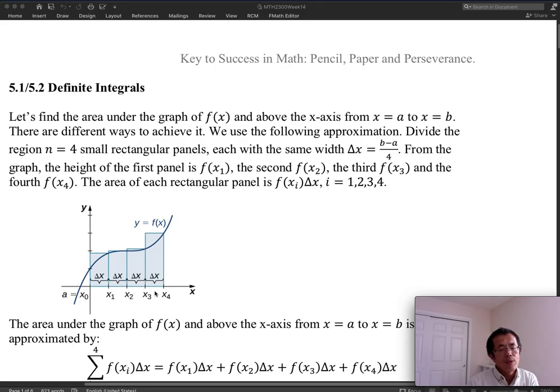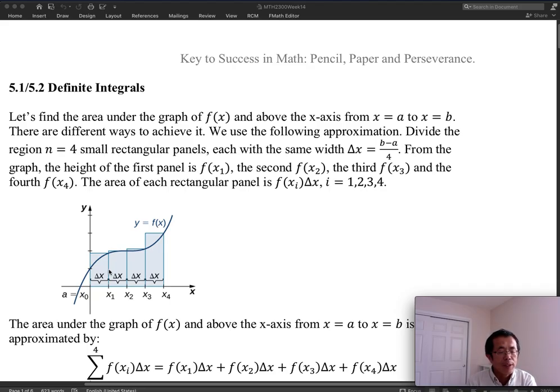And also to simplify discussion, let's say for each small part, we have the length of the panel controlled to be the same, which is denoted by delta x. And in this case, because we are considering the area running from x equals A to x equals B, the delta x is just B minus A over 4.